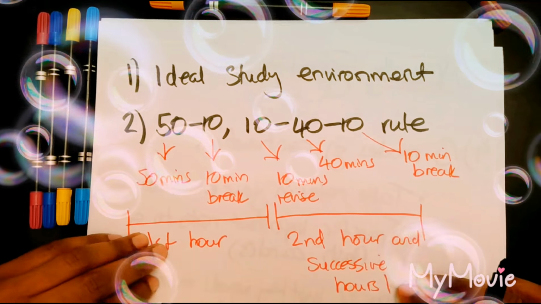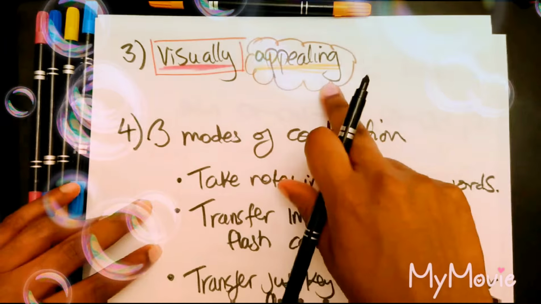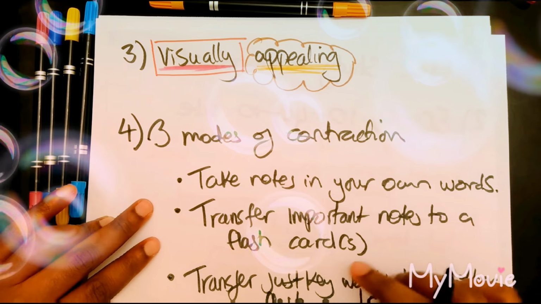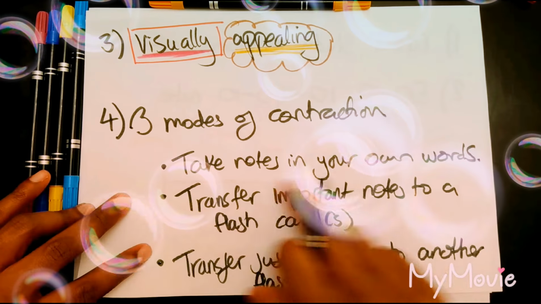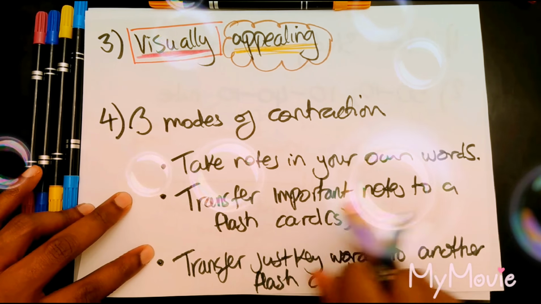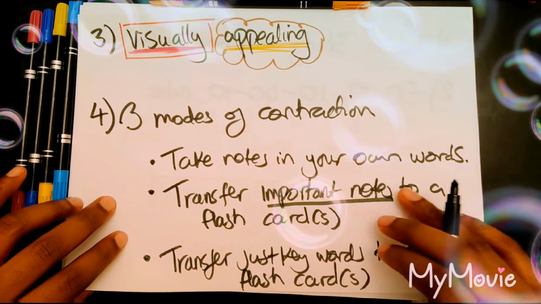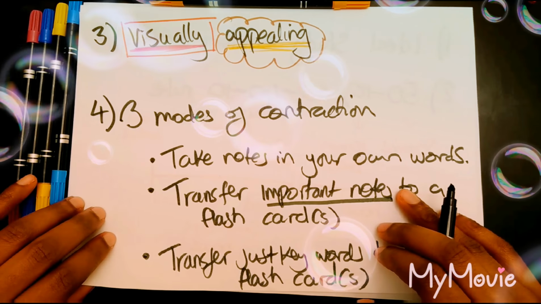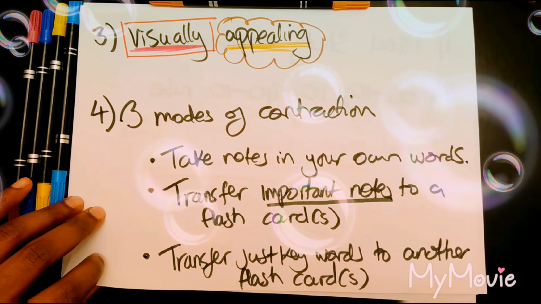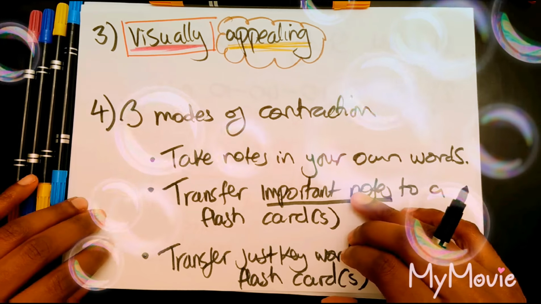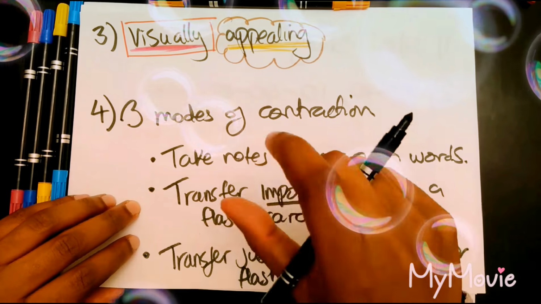And always make sure your learning is visually appealing for all the notes that you are taking, and then make sure that you're always contracting those notes. Start off by taking those notes in your own words. Transfer the most important notes to a flashcard or to flashcards, depending on how lengthy those notes are or how big the flashcards are. Ultimately, you then want to take just the keywords and transfer them to another flashcard. And by doing so, you've just contracted a lengthy piece of writing to simple key words. And that is how I revise.